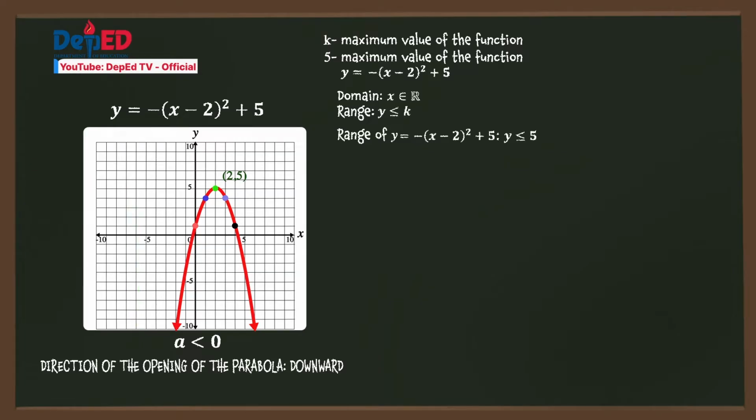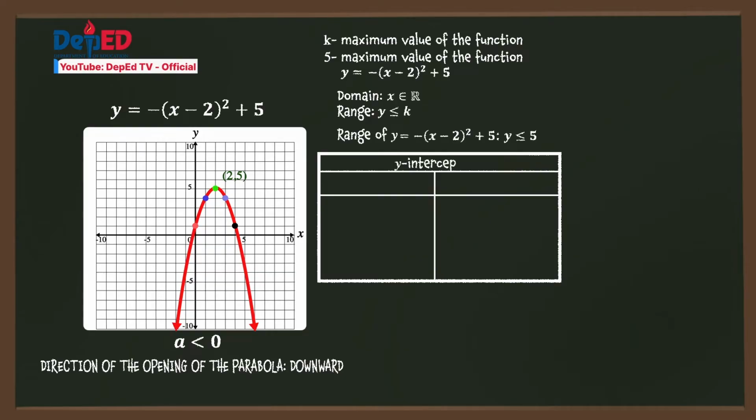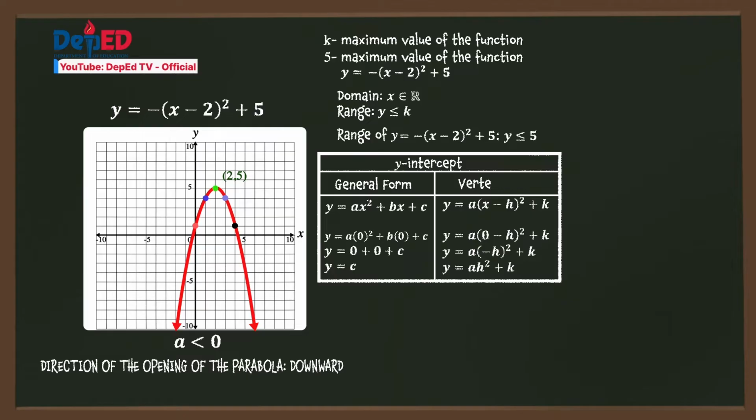All parabolas intersect the y-axis, and the number at which the parabola intersects the y-axis is called the y-intercept. This y-intercept is obtained when the value of x, or of the independent variable, is set to 0. If the function is in the form y = ax² + bx + c, the y-intercept is equal to c. If the function is in vertex form, the y-intercept is equal to ah² + k.